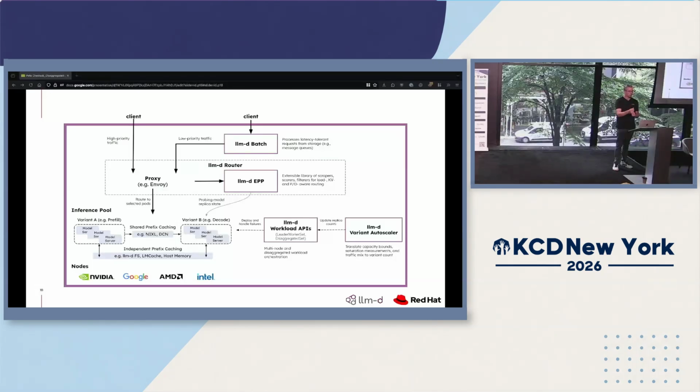So when it scores it, it passes the decision back, and the proxy then routes the traffic down to the selected pod. So again, instead of some naive load balancer just throwing traffic at random, the entire Kubernetes cluster from EPP down to the autoscaler, we have the variant autoscaler there, is aware of the LLM's internal state.